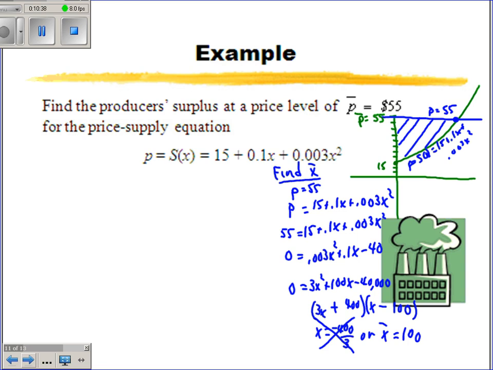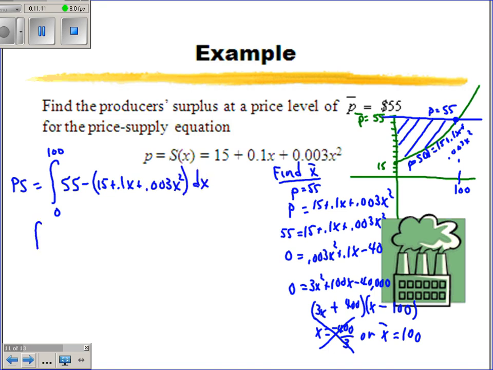Okay, so now that gives us our limits of integration. That area falls between 0 and 100. So the integral, the producer's surplus, is going to be the integral from 0 to 100. Now in this graph, notice that that price, that constant function, is actually the higher function. So we're going to start with it minus the supply equation, 15 plus 0.1x plus 0.003x squared. Simplifying, we're going to have 40 minus 0.1x minus 0.003x squared.